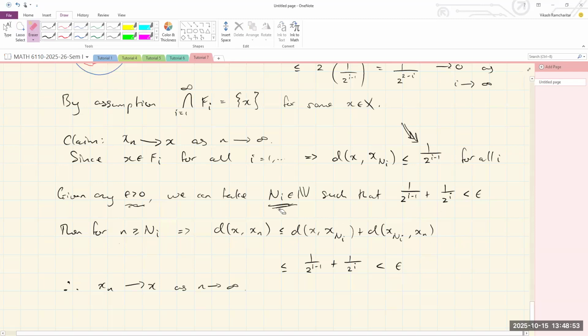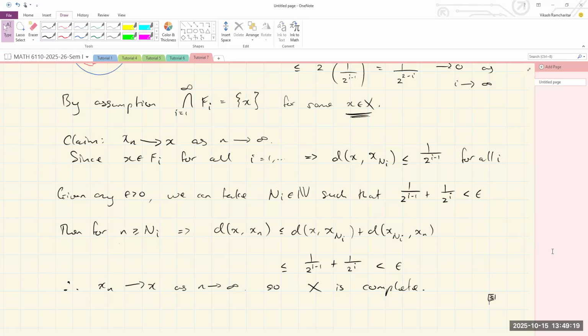Okay, so which is what I wanted to prove. And I know x belongs to the metric space. So X is complete. Okay, so that is the converse of Cantor's intersection theorem.